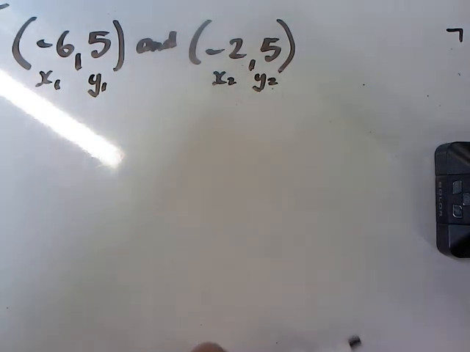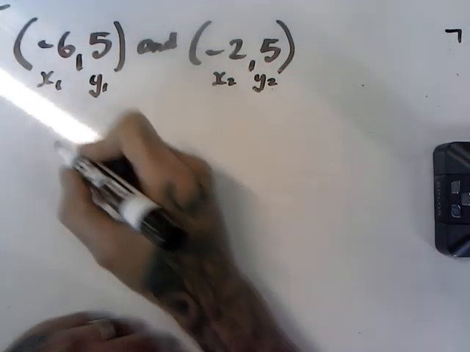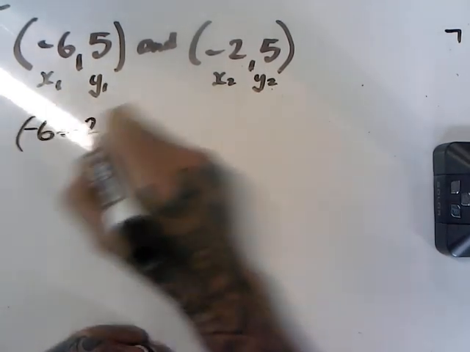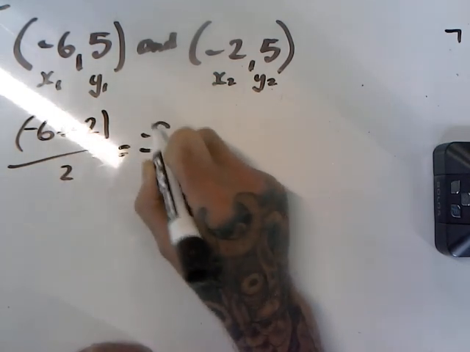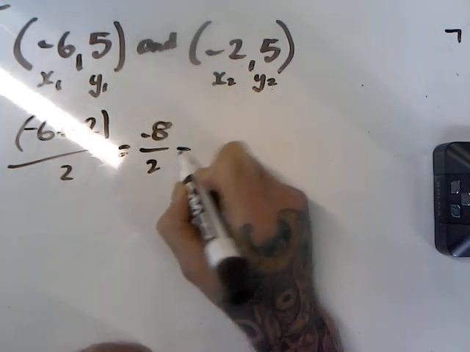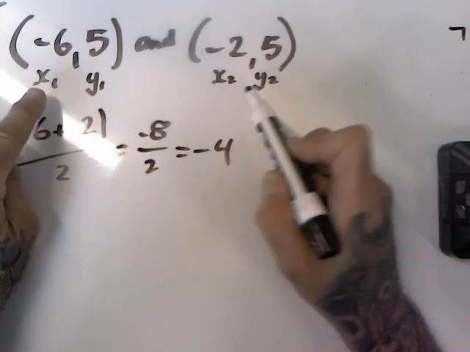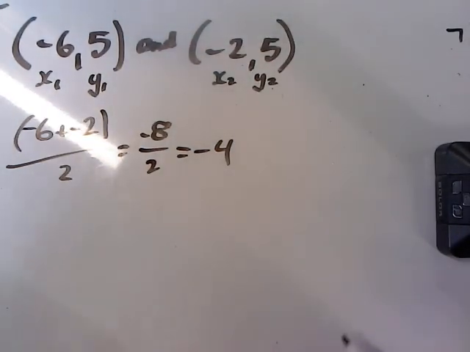So I asked you before, what's in the middle of negative 6 and negative 2? What we did was negative 6 plus negative 2, cut it in half. Negative 6 plus negative 2 is negative 8, divided by 2 is negative 4. So that's the number in between the two x points. Now what you'll do is the same thing with the y's.